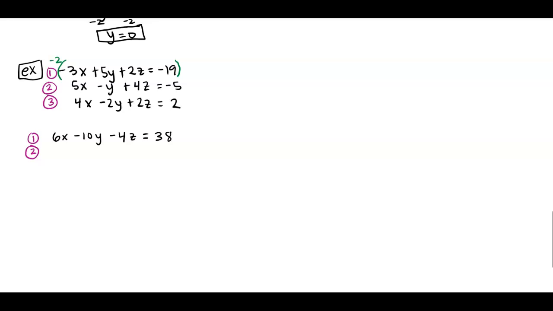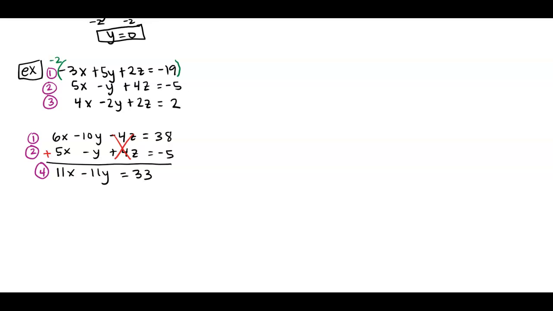And then my equation 2 that I'm adding to it, so I've got 5x minus y plus 4z equals -5. So when I add these together, see my z's eliminated, and I'm left with 11x minus 11y equals 33. And now that's my new equation that I'm going to call equation 4. Then I'm going to go back up to my original 3 and try to pick another pair that I can eliminate.